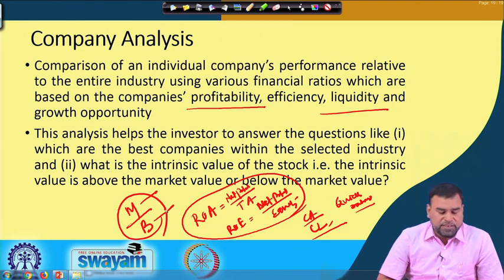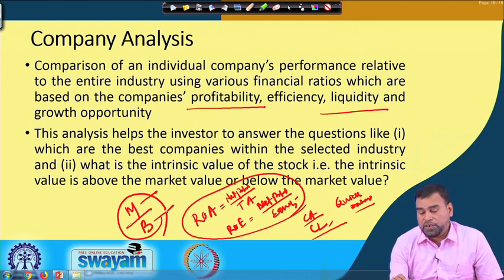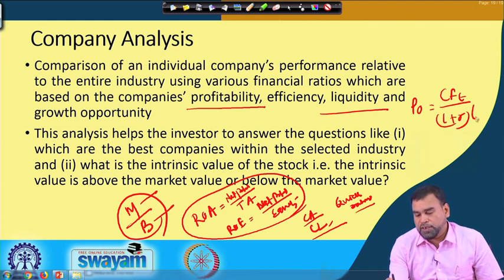So, the company analysis basically helps the investor to answer questions. What are those questions? Which are the best companies within that particular industry, depending upon this ratio analysis? What is the intrinsic value of the stock? Whether the intrinsic value is above the market value or below the market value. You remember the intrinsic value that I already told you: P0 is equal to CFt divided by (1 plus r) to the power t. This is basically called the intrinsic value.